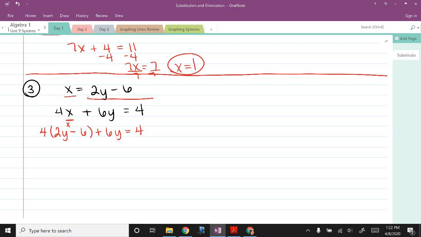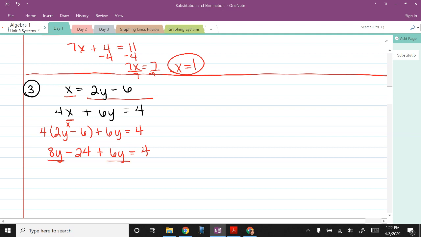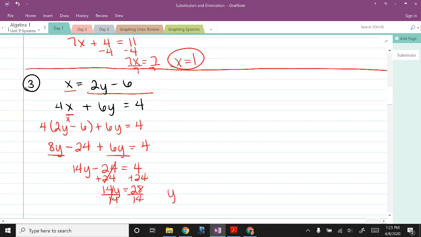All right, so I have to distribute first. 4 times 2y is 8y. 4 times negative 6 is negative 24. And then copy plus 6y equals 4. Well, I got two things with y's on them on the left side. So these 8y plus 6y are like terms. So 8y plus 6y is 14y minus 24 equals 4. And then I add 24 to both sides. And 4 plus 24 is 28. So 14y equals 28. Divide by 14. So y equals 2.